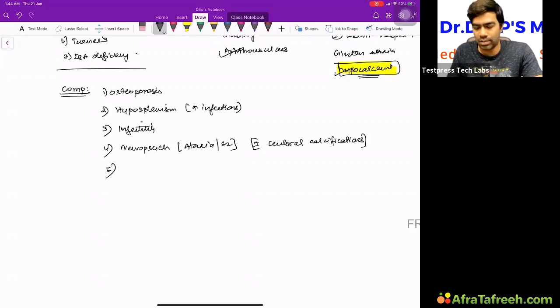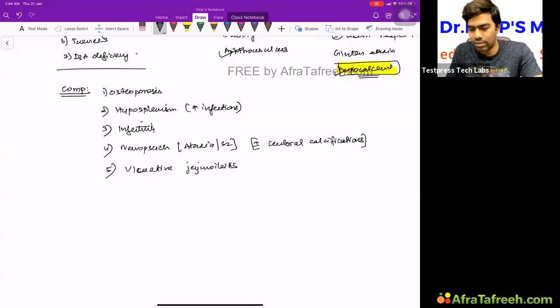Then they might have something called ulcerative jejunoileitis. This is quite rare with patients with celiac disease. Usually they will present with strictures and perforation. Strictures and perforation.